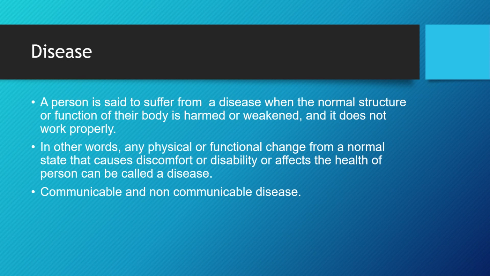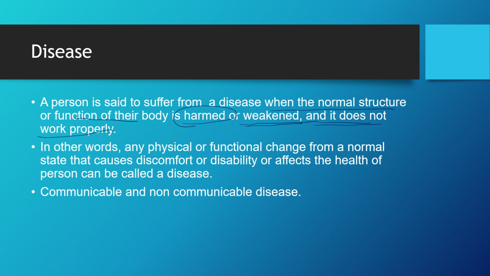So what is a disease? A person is said to suffer from a disease when the normal structure or function of their body is harmed. So he is suffering from a disease if there is any deformity, or any problem in any part of the body, that is, it is harmed or weakened and does not work properly. If any part or organ in the body is not working properly, the person is said to be suffering from a disease.